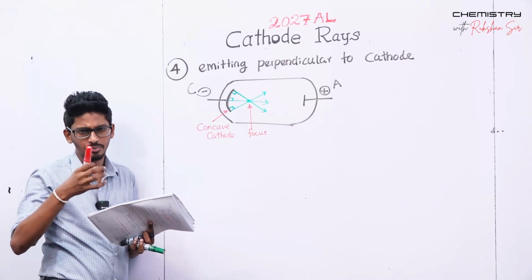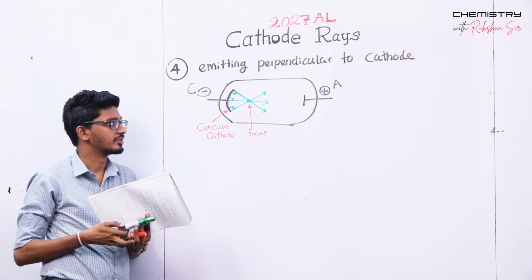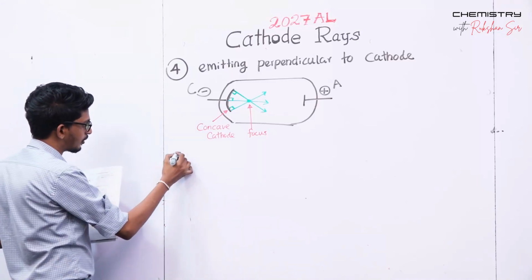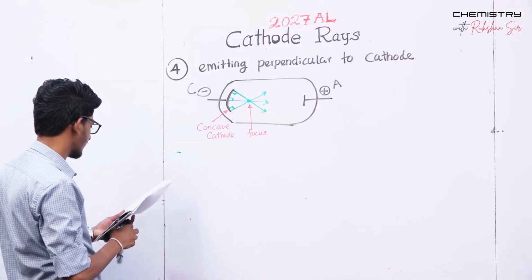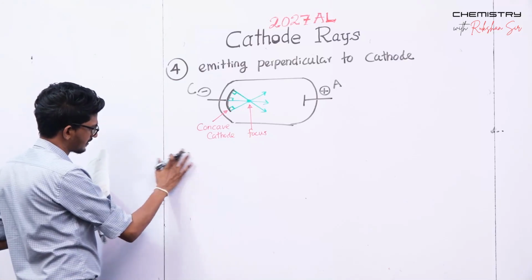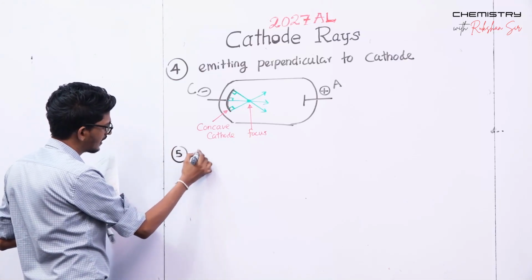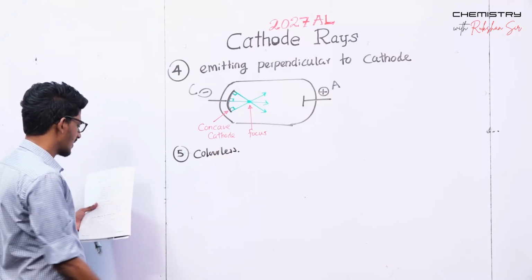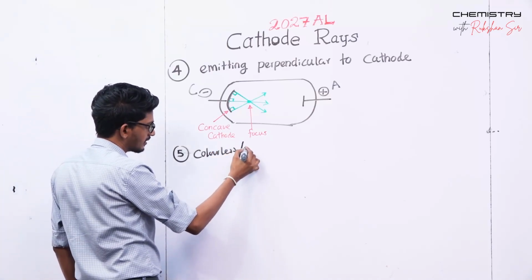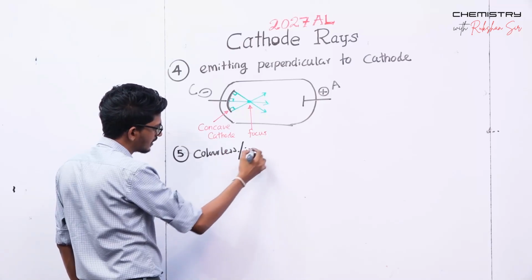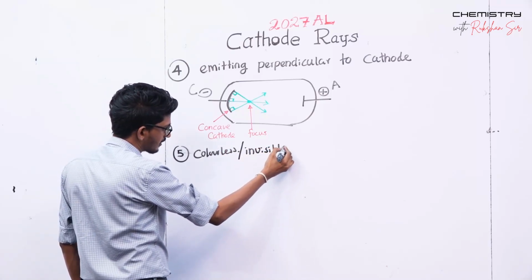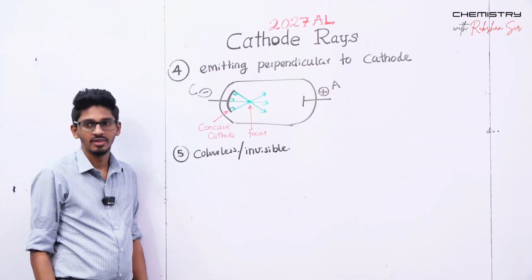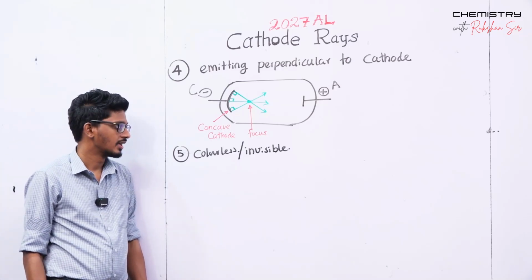Fifth, let's go through the points quickly, the few points which are not appearing in the resource book but will be asked in the questions. The fifth point mentioned in the note is that the cathode rays are colorless and invisible. Being without a color means we can't see them. So cathode rays are colorless and invisible.